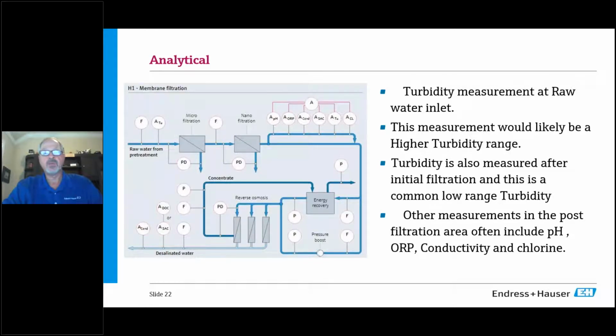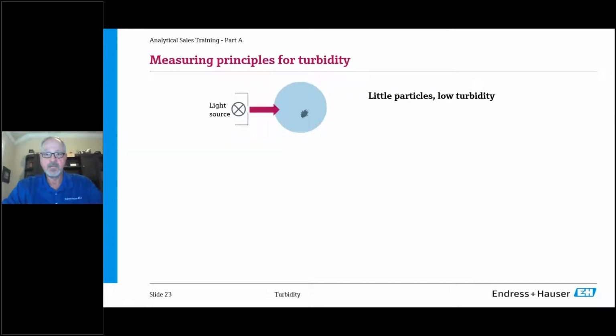wherever it's coming from. That's likely to be a much higher turbidity than after you've gone through your primary filtration, right? So you have it on the front end and the back end of your primary filtration. You'll have turbidity sensors. There are two types of turbidity sensors that we provide at Endress+Hauser.